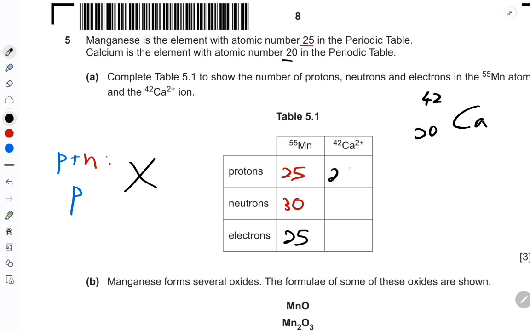So there are 20 protons, 42 minus 20, 22 neutrons. But be careful, it is positively charged, which means there are 2 electrons short. Since it's a positive charge, there are 2 extra protons compared to the electrons. So the electron number would be less by 2. So less by 2 from 20 would give me 18, right?